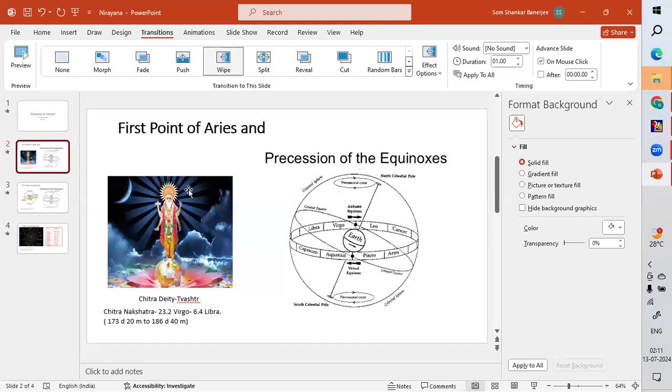And you see how fantastically the Chitra deity Tvashtar, which also denotes Vishwakarma, although Tvashtar is not Vishwakarma. Vishwakarma is a title, like Indra is a title. Indra is not king-specific, it is a title actually. So in this case, Vishwakarma is a title. Tvashtar is the creative one, the karma guru.